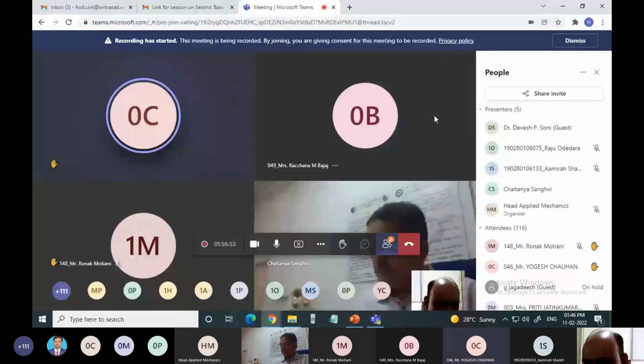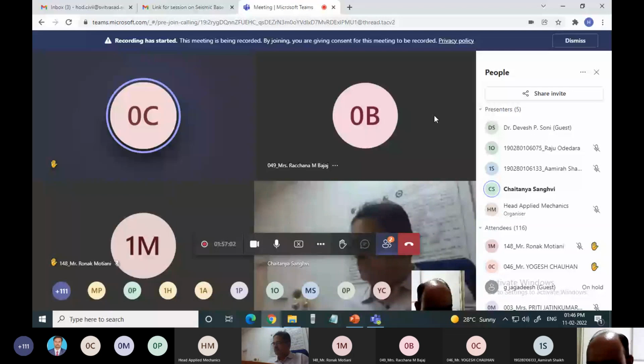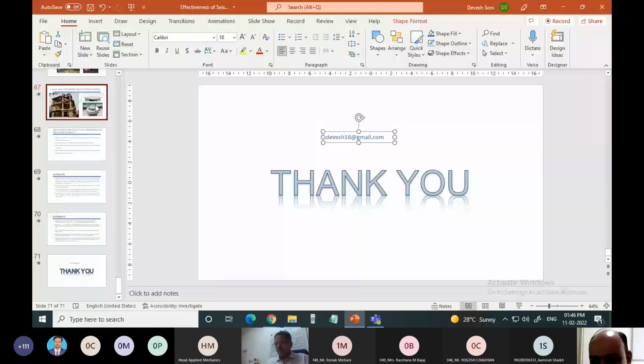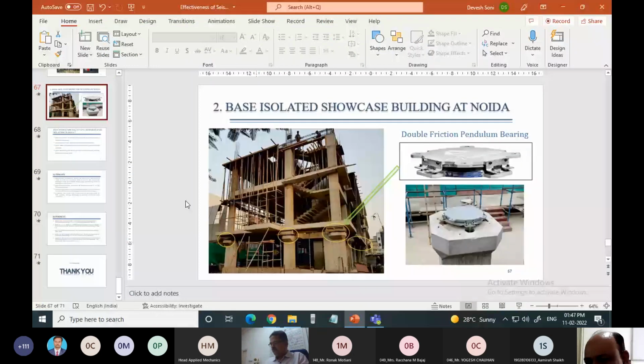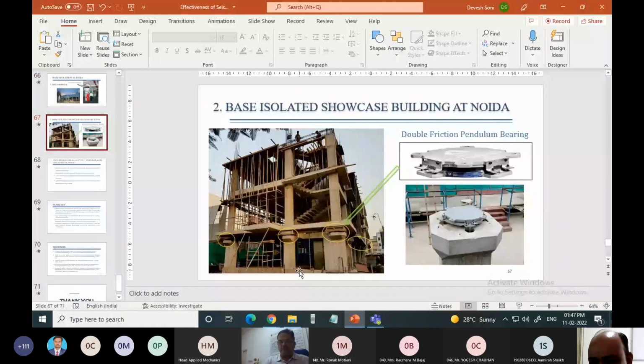Sir, how are the parking facilities provided when these base isolators are installed in buildings? The parking facility again depends upon the geometric design at the planning stage. For example, in this building you can see the basement, which can be used for parking purposes. It has nothing to do with the structural design of the isolation system or superstructure design. That depends upon the functional requirement and functional planning.